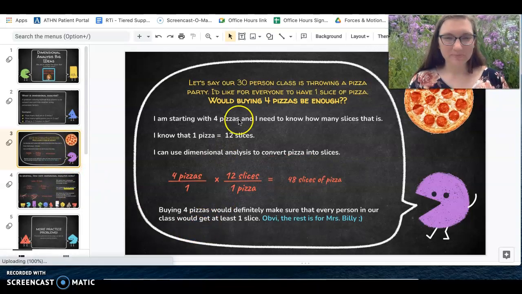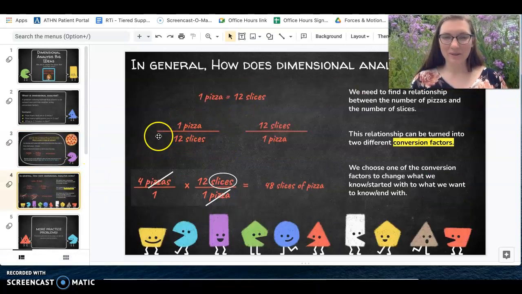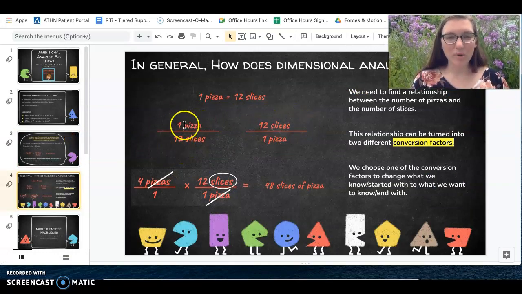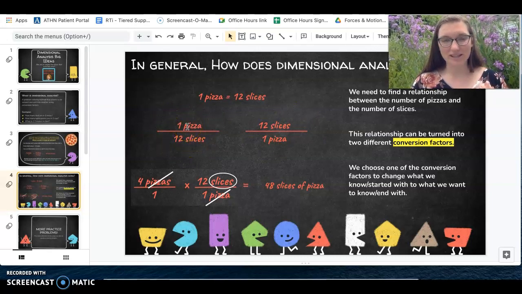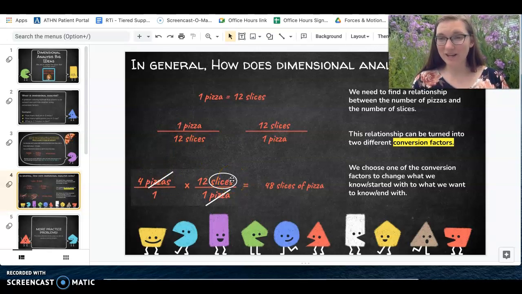So yeah, this is what this looks like. So we've got 1 pizza is 12 slices, or 12 slices is 1 pizza. Both of these equal the number 1, and that's why this works, because again, we're not changing the value that's there. We're just changing the units that are attached to it, canceling them out by putting them on the opposite sides of the vinculum. Okay?